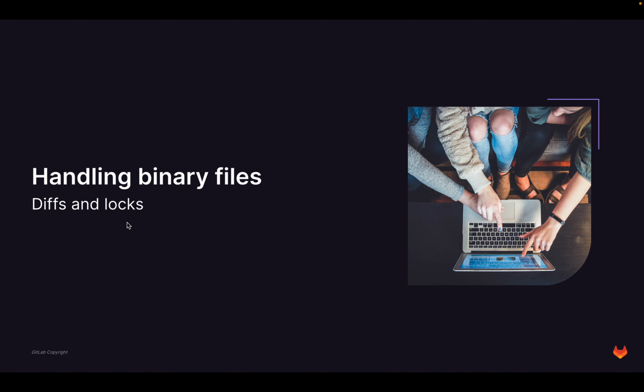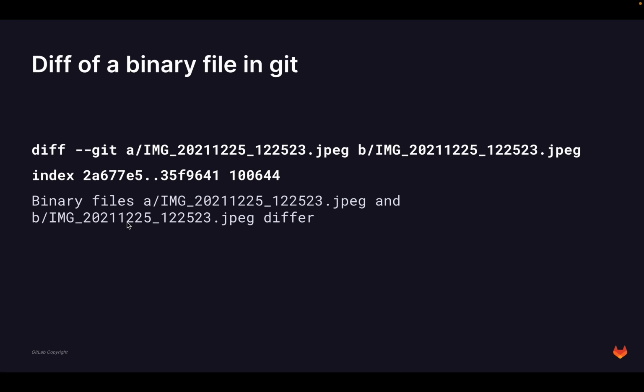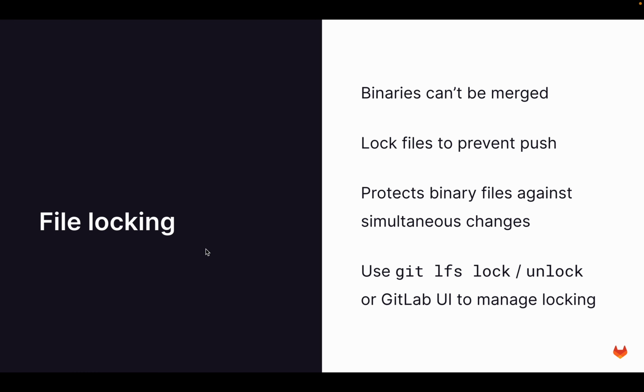Now, let's have a look at how to handle binary files with diffs and so on. As I mentioned, if you have an image and you do a diff in Git, then it will only say it's a binary file, and there's a difference between them. You don't know what. That's always the case. So that's also the reason why storing binary files in Git has not too much sense.